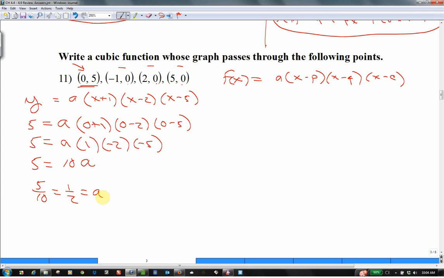So now that I found what my a value is, I can rewrite my equation as y equals 1/2 times x plus 1, x minus 2, x minus 5.